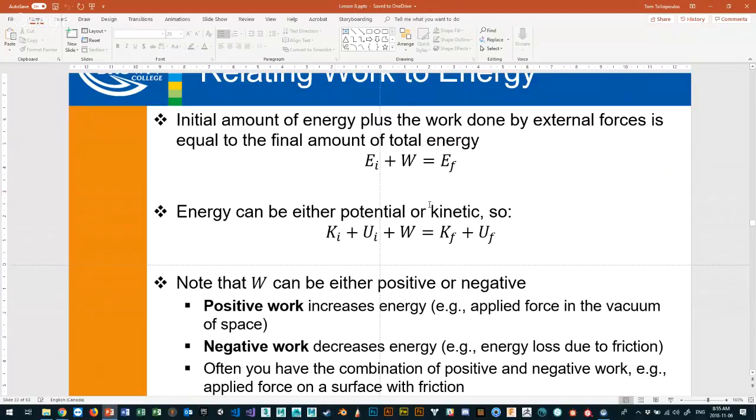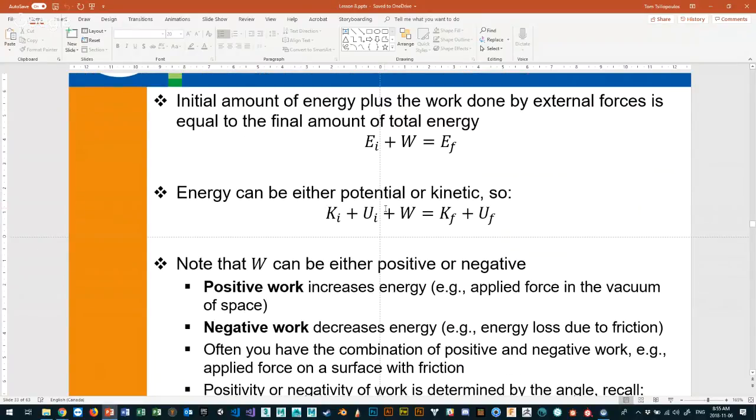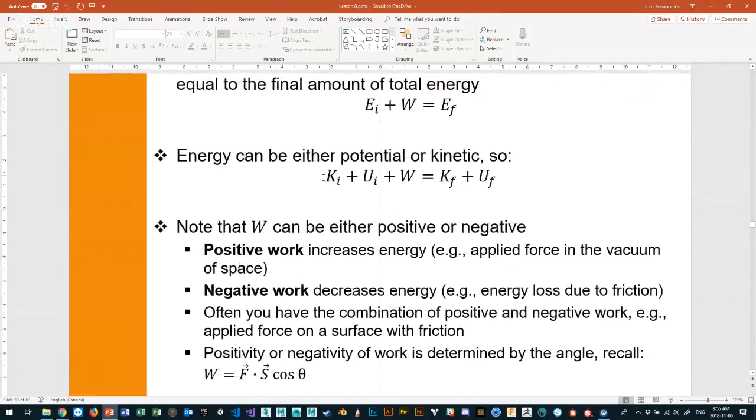Energy can either be potential or kinetic, and this is really, really important as well. So remember, we have kinetic energy and potential energy. Potential energy has something to do with distance or displacement, position, right? Kinetic energy has to do with movement, right? And if you can say that my kinetic energy plus my potential energy plus all the work I'm doing is equal to the kinetic energy final plus the potential energy final, this equation is almost like a balanced equation if you think about it, right?